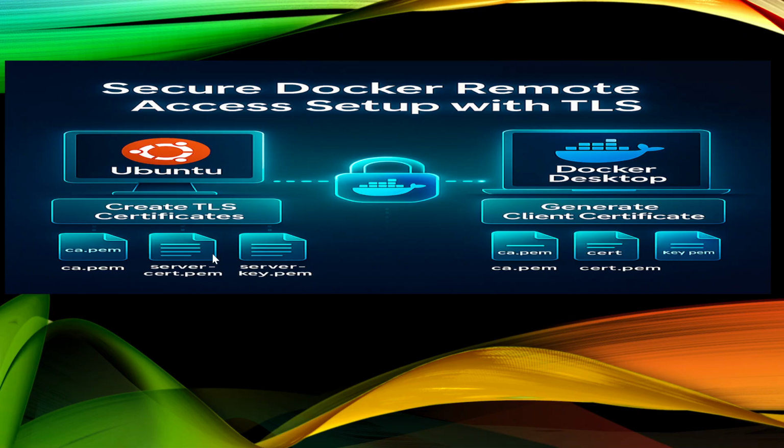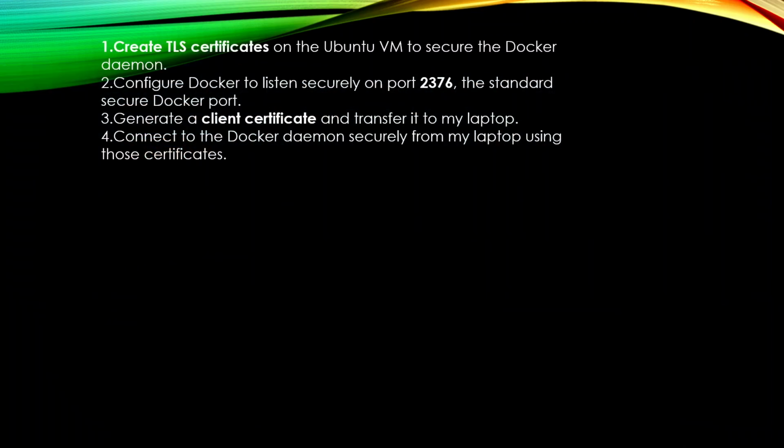So let's see what we'll cover in this session. First step, we'll create a TLS certificate on Ubuntu to secure the Docker daemon. Next, we'll configure Docker to listen securely on port 2376, the standard secure Docker port. Third, we'll generate a client certificate and transfer it to my laptop. In the next step, we will connect to the Docker daemon securely from my laptop using those certificates. This is a practical example of how DevOps or cloud teams securely manage a remote Docker server. So let's begin.